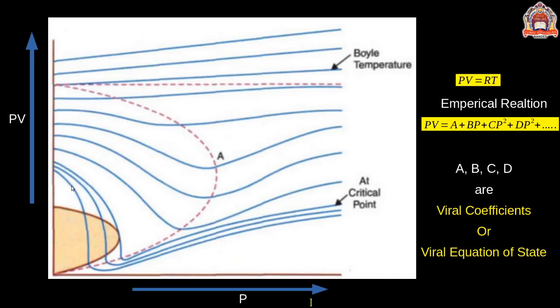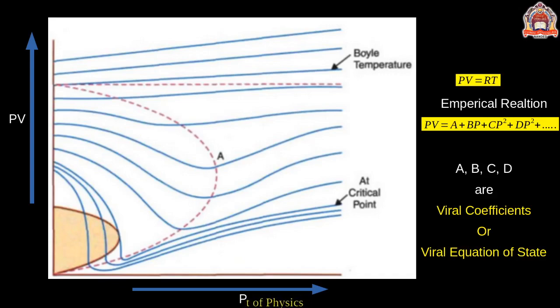Below the Boyle temperature, at lower pressure, what happens? The liquefaction starts, and after the liquefaction is completed, again as P increases, PV also increases. But as we increase the pressure, this goes parallel to the pressure axis. But above the Boyle temperature, from the beginning it increases. As we increase P, PV also increases. So this is the behavior of gases at high pressure.